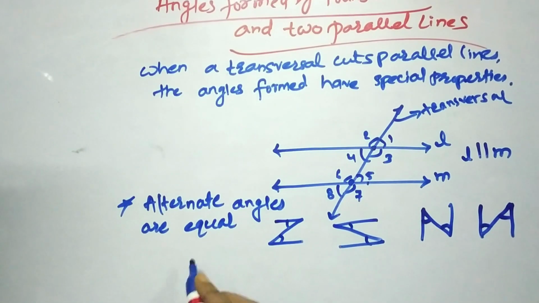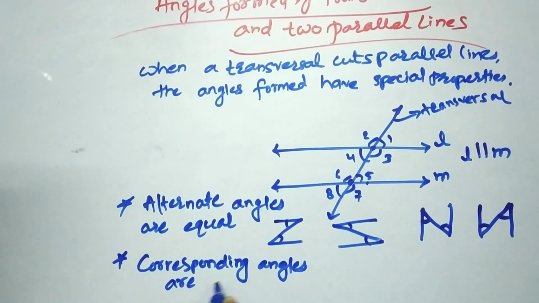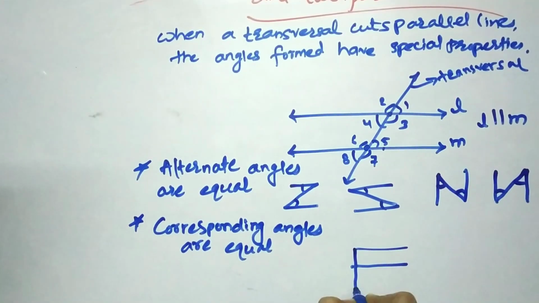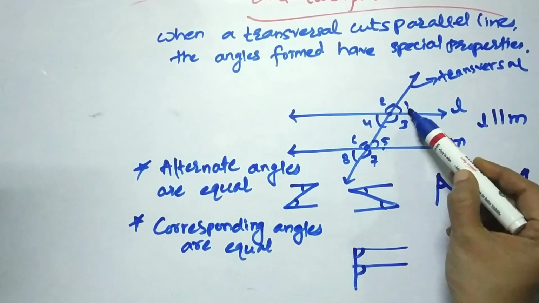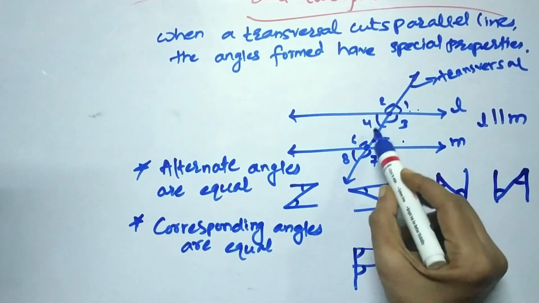Again we have corresponding angles. Corresponding angles have the same position. They are also going to be equal; their measures are equal. So friends, what are corresponding angles? Suppose these are the two parallel lines and we have the transversal. The angles formed on the same side of the transversal having the same position, like you can see 1 and 5, same side of the transversal and above these parallel lines, they are corresponding.